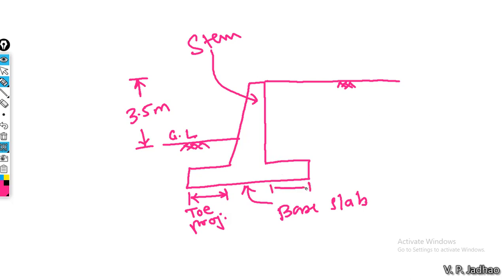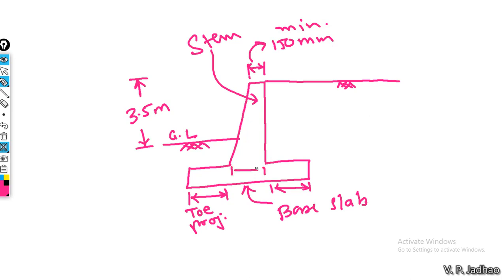Whereas this particular portion, this projection, is called the heel projection. Now regarding the dimensioning, the width of your stem should be a minimum of 150 mm. This is the minimum value, 150 mm.